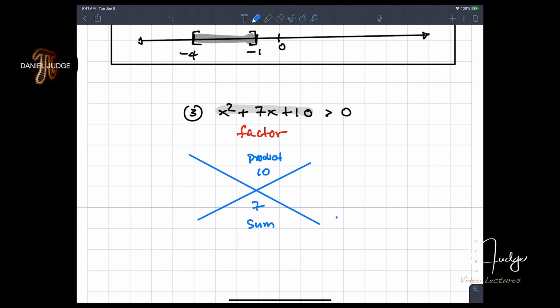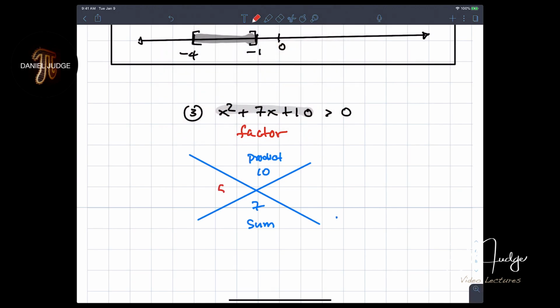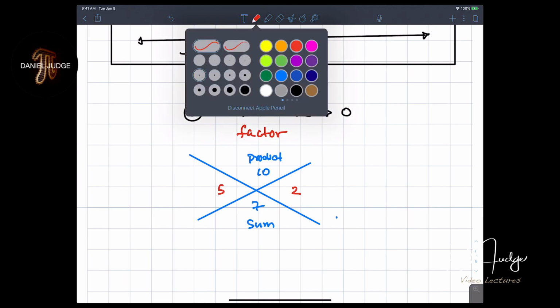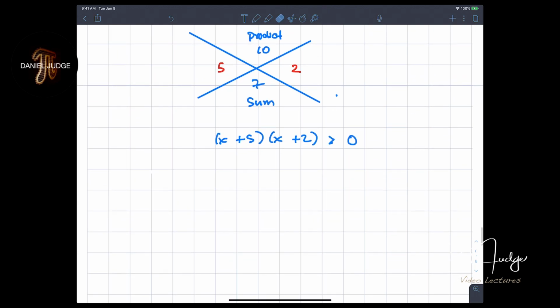So we need a product of 10, a sum of 7, 2 numbers multiplied together. 5, 2. So this will be factored as x plus 5 times x plus 2. And of course, don't forget greater than 0. So we're going to write this as greater than 0. So this is nice and factored, ladies and gentlemen.